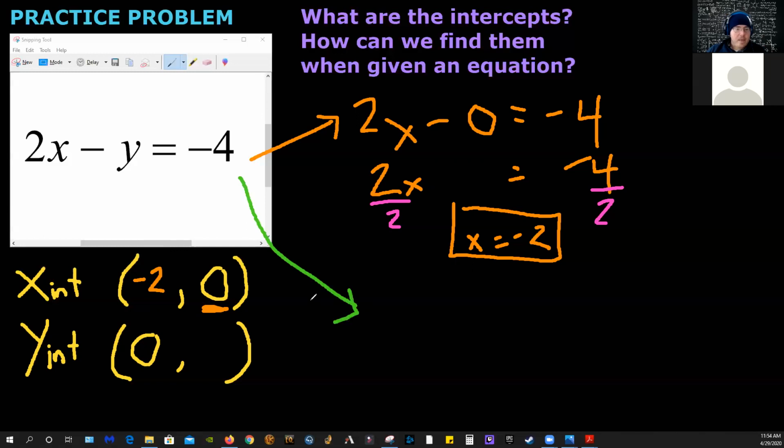Okay, so if we're going to find the y-intercept, we want x to be equal to 0. And now I am going to put a 0 in the x spot. So 2 times 0 minus y equals negative 4. Okay, RJ, I guess we're going to check that in a second. So 2 times 0 is just 0. That's nothing.